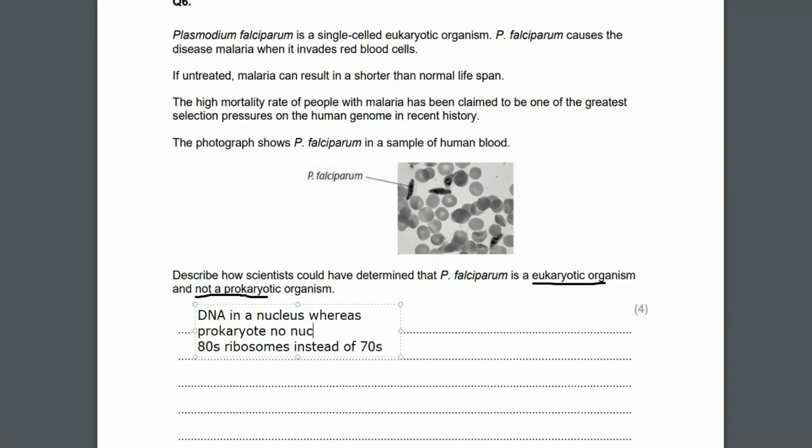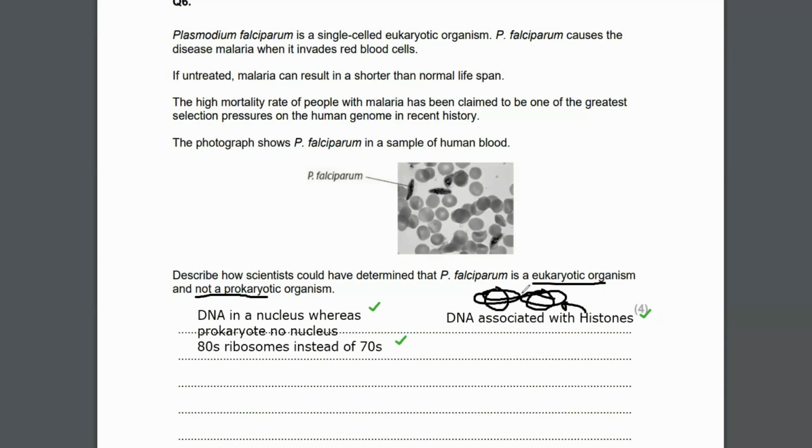And so we just want to say, look, if you were looking at it, you'd be able to see DNA is in a nucleus, 1 mark, whereas a prokaryote has no nucleus. It would have 80S ribosomes instead of 70S, which you find in a prokaryote. You could say larger ribosomes in a eukaryote. The DNA in eukaryotes is associated with histones. The ones in prokaryotes have no histones.